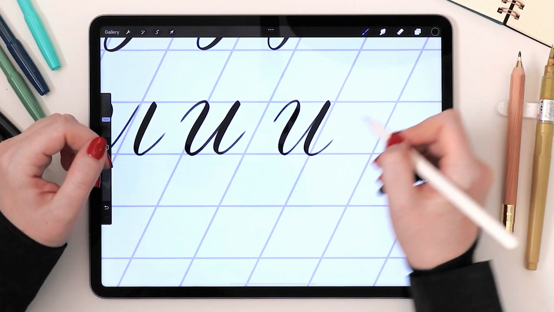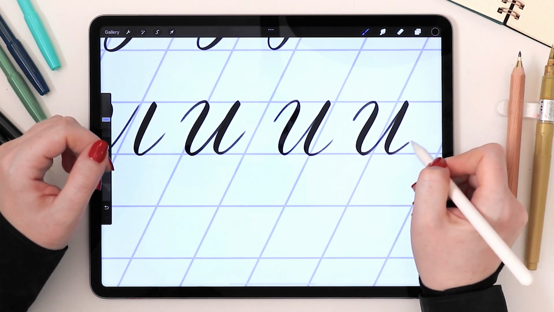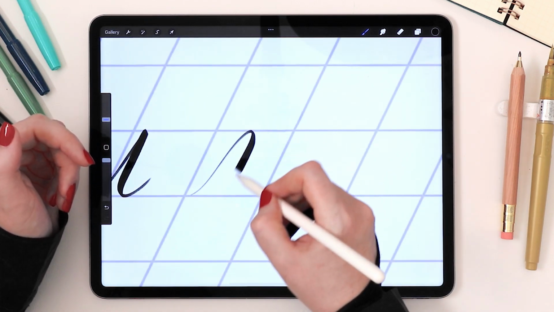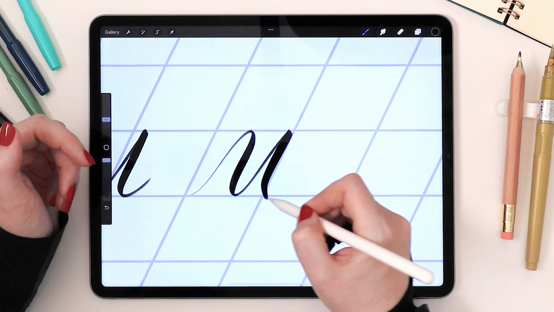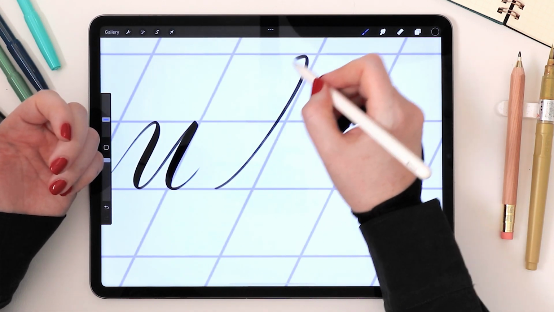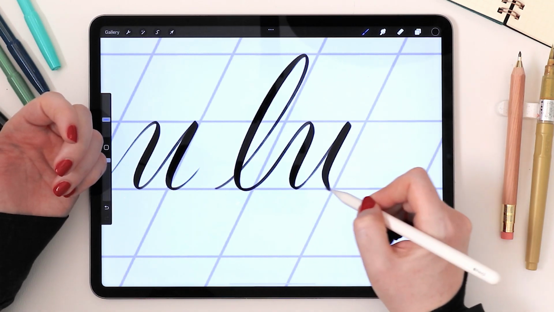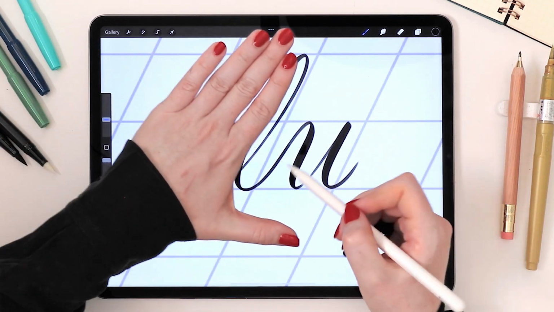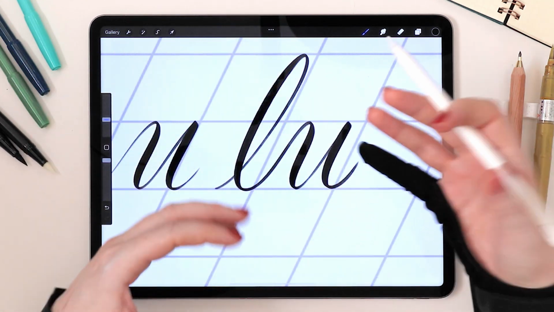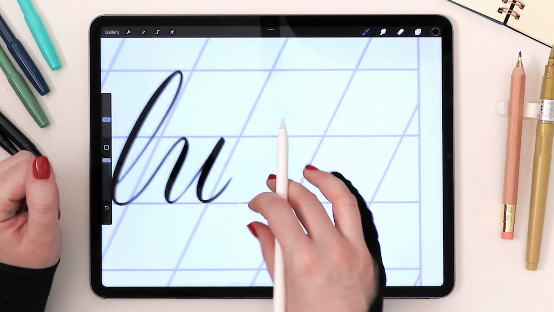Underturn, downstroke, underturn, downstroke. But of course, you could have an entry stroke like this if you'd like. Like for example, if we did the letters L followed by U, you'll see that the entry stroke of the U does come from the baseline, or the connector stroke that would lead into the U comes from the baseline and goes all the way into the beginning of it.